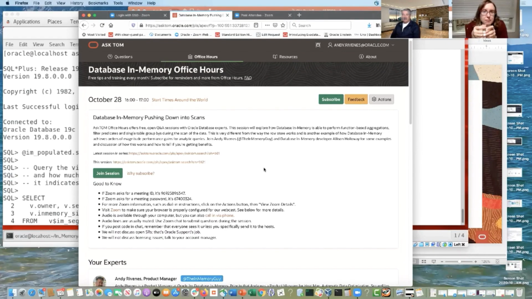We had a little hiccup there with my camera, but this is another session of our Database In-Memory office hours. I'm privileged today to have Allison Holloway as a guest. She's one of our development managers in Database In-Memory, and currently specializing in some of the pushdown that goes on within Database In-Memory.